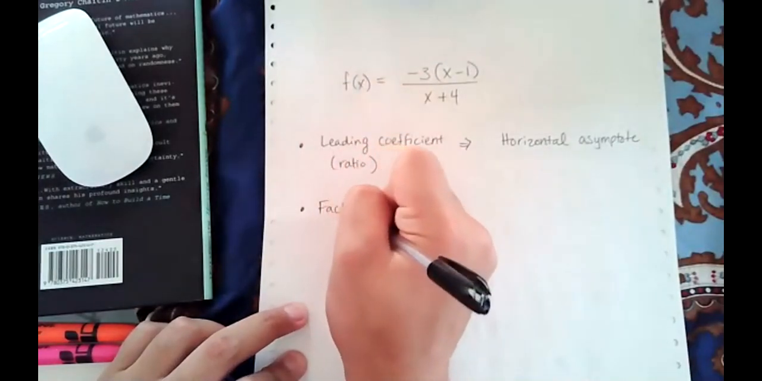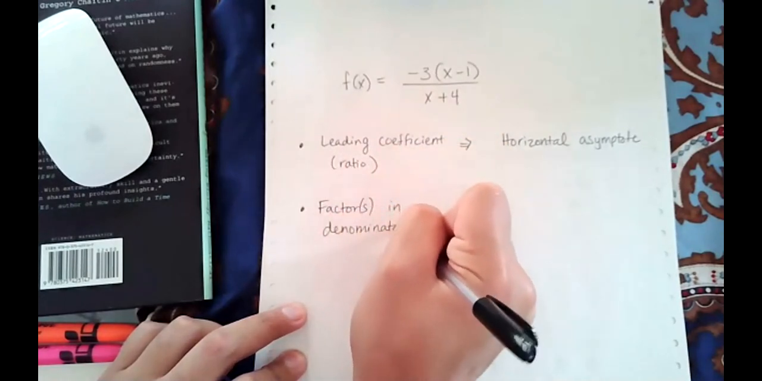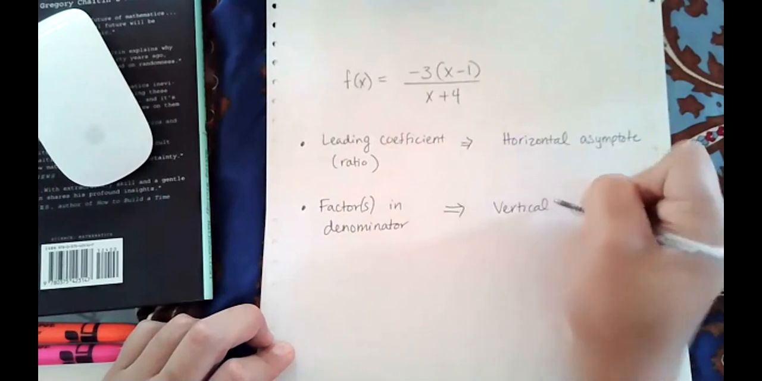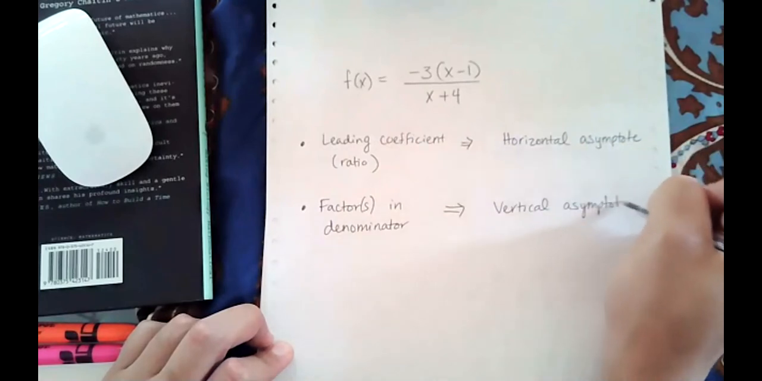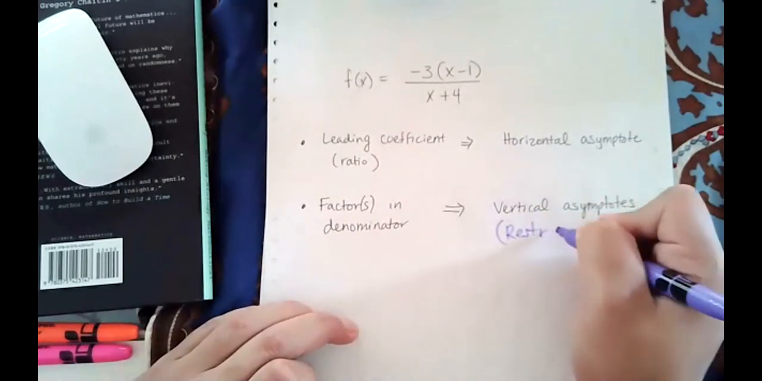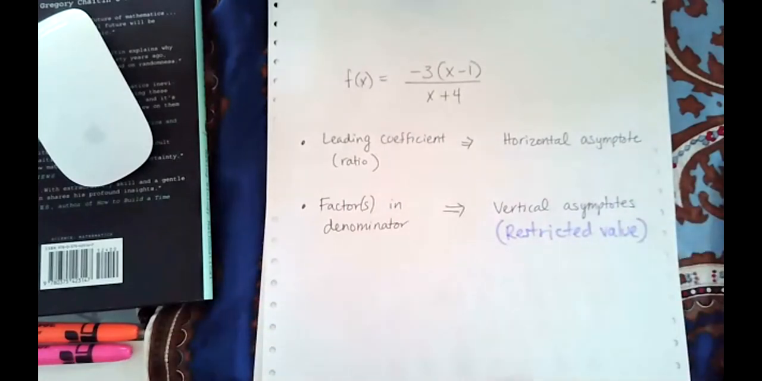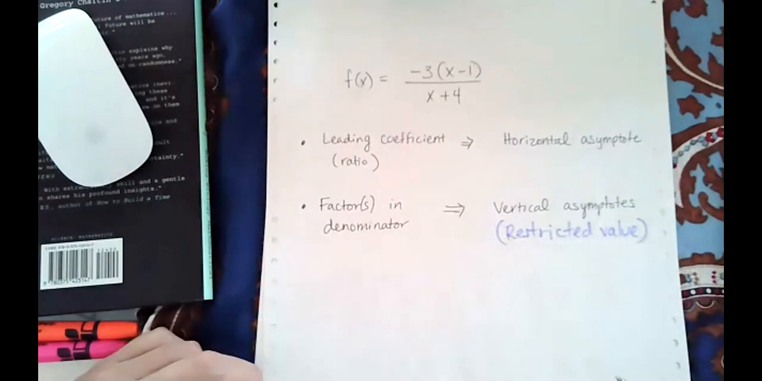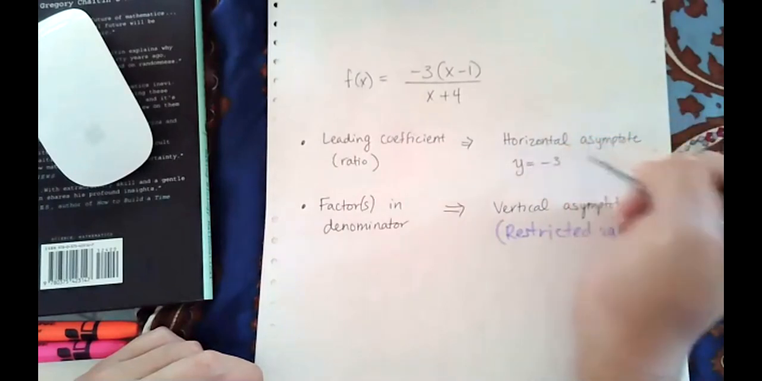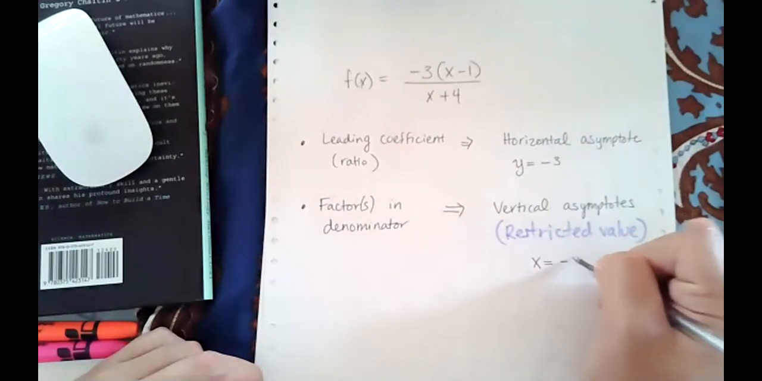The factors in the denominator are the things that generate the vertical asymptotes. But remember, in the past, we called those restricted values. So I wouldn't care one way or the other if you called it a restricted value. So our horizontal asymptote was at y equals negative 3. Our vertical asymptote was at x is equal to negative 4.